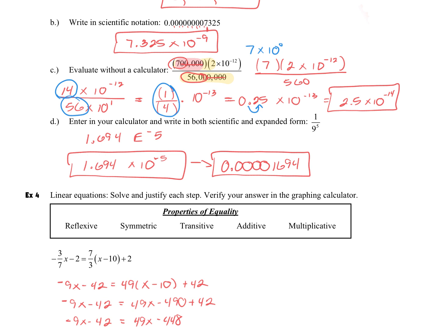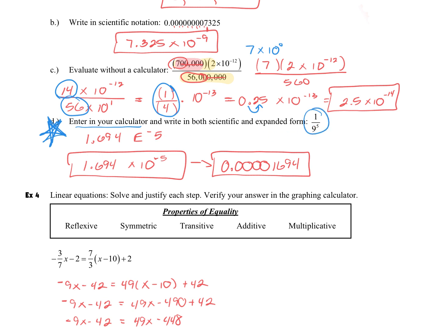I will tell you, put a big star on this one. Okay, this is really important. Students misread their calculators all the time on this. Okay, if you have your calculator in front of you, we're going to enter this into our calculator: 1 divided by 9 to the 5th power.